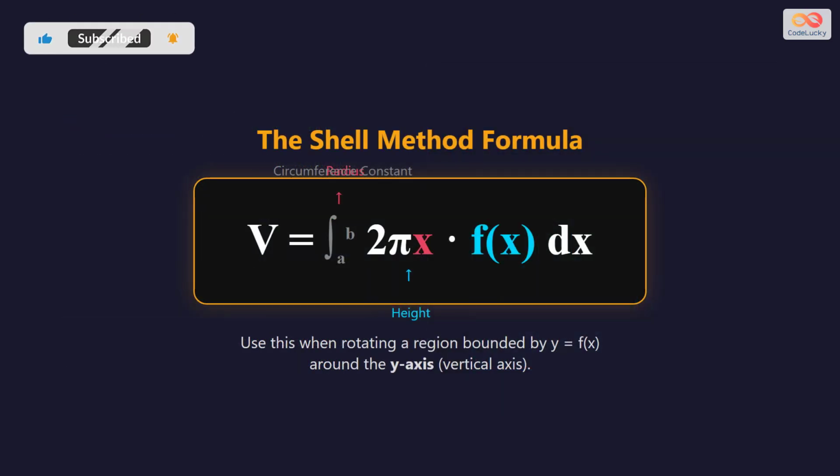And here is the final formula. The total volume V is the integral from a to b of 2 pi x times f of x dx. Here, x represents the radius, and f of x represents the height. This particular form is used when we are rotating a region around the vertical y-axis. The 2 pi comes from the circumference formula.